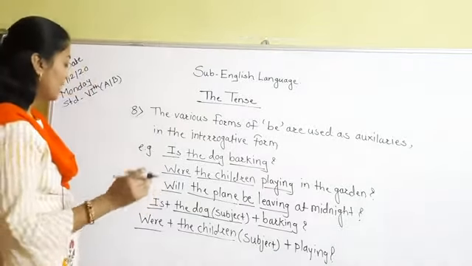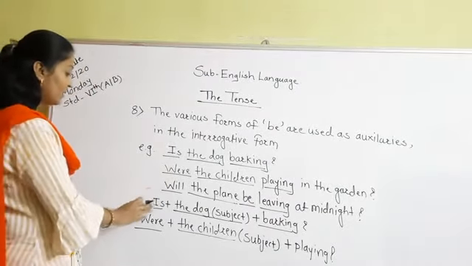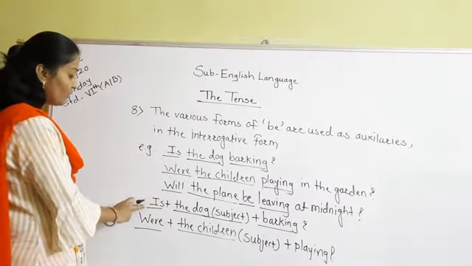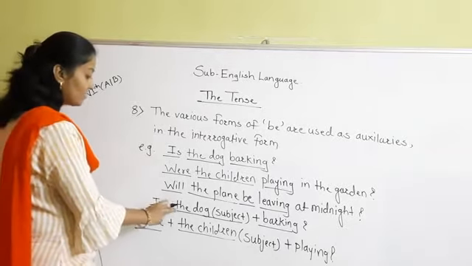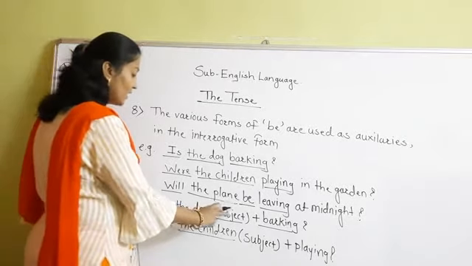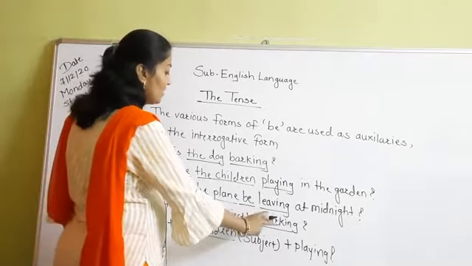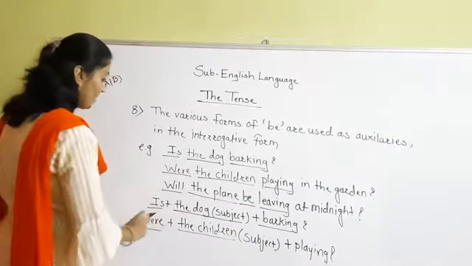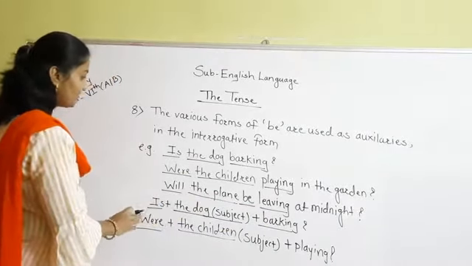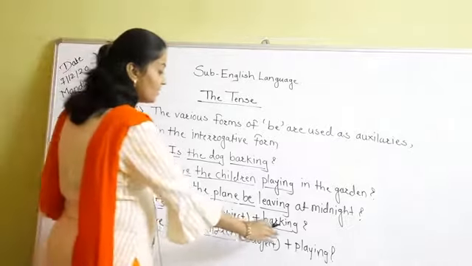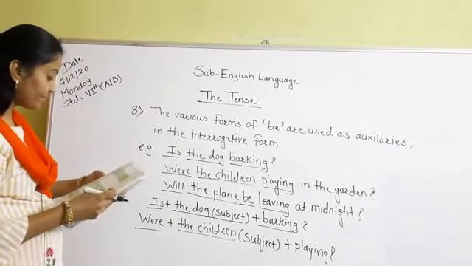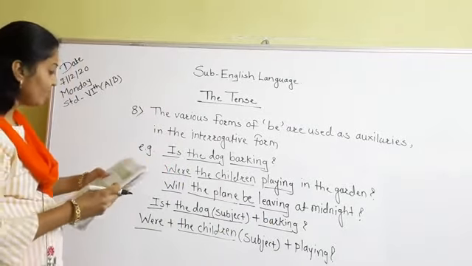So by this you have understood that the formula of making an interrogative sentence is that you have to use is plus, we have used here the dog, that is the subject, plus the verb, that is barking. Is plus the subject plus barking. And were plus the subject, the children, plus playing. Okay. So this is all about the interrogative sentence.